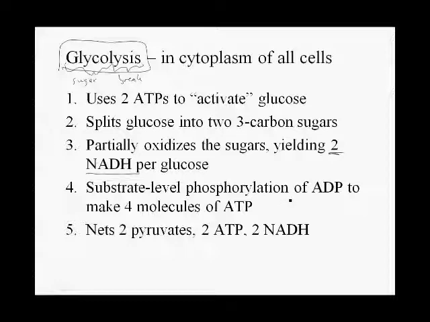Again, there's substrate level phosphorylation to make ATP, so the back half of the reaction, starting with the 2 3-carbon sugars, makes 4 molecules of ATP. And since we used 2 ATPs at the front part of the reaction, and in the back part of the reaction we make 4, 4 minus 2 gives us a net yield of 2 ATP. Then we have 2 NADH, so reducing power in the form of 2 NADH molecules, and the carbons in glucose come out of glycolysis in the form of 2 pyruvates. So pyruvate is a 3-carbon sugar, which is partially oxidized.